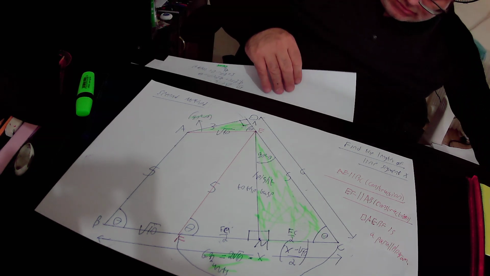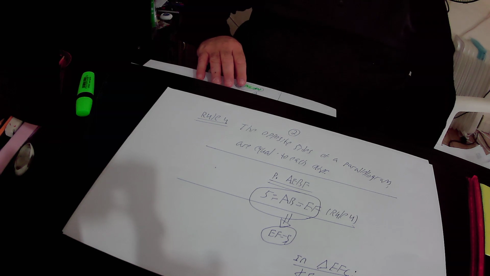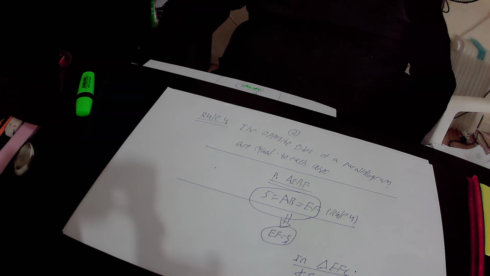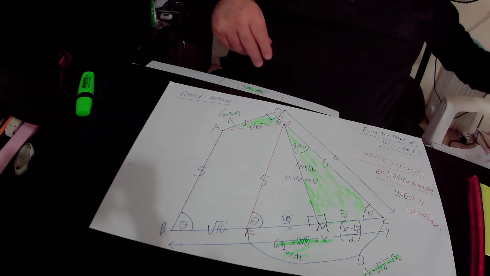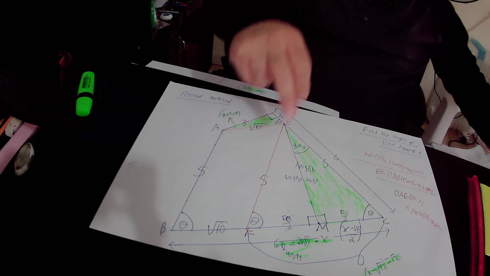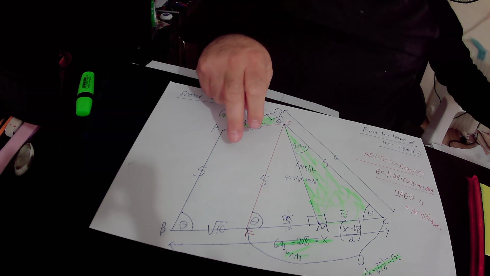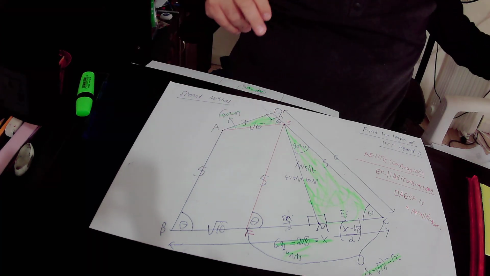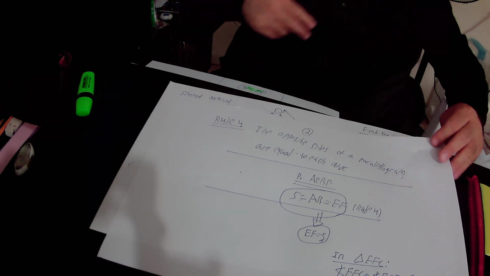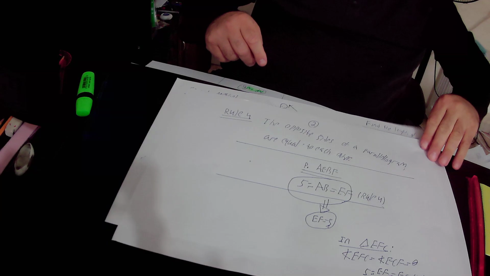Okay. Then I presented to you rule number 4. According to rule number 4, the opposite sides of a parallelogram are equal to each other. So if we relate to our parallelogram AEBF, we know that the opposite sides of this parallelogram are equal to each other. That is to say, in parallelogram AEBF, AB equals EF, according to rule number 4.